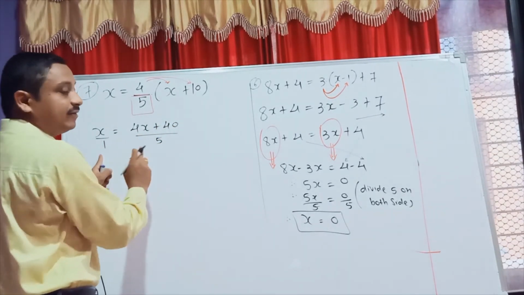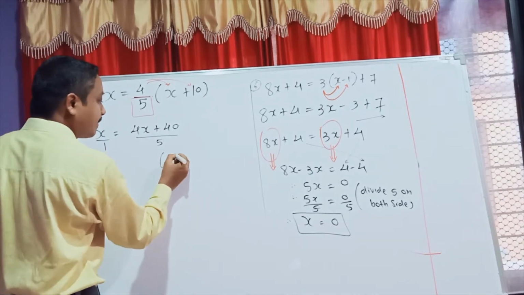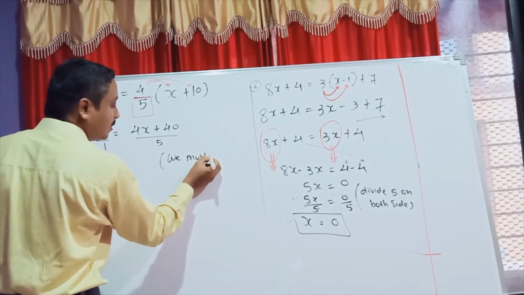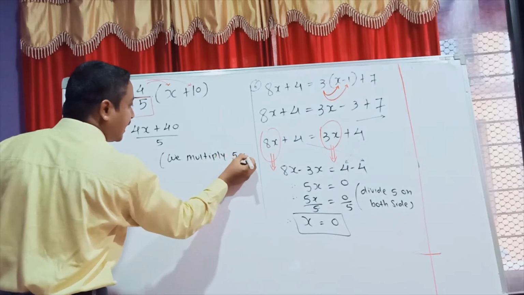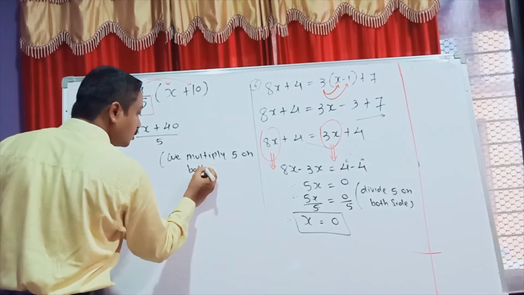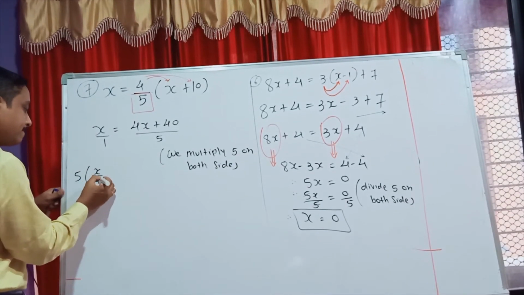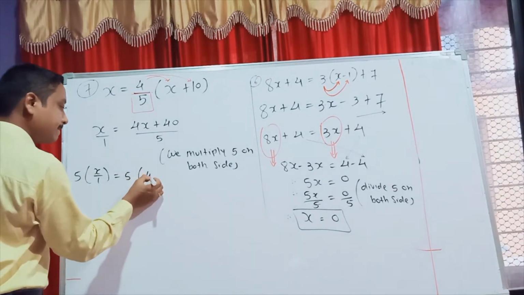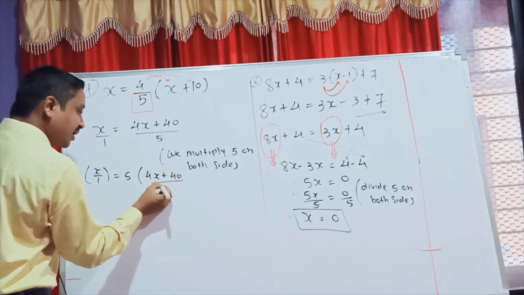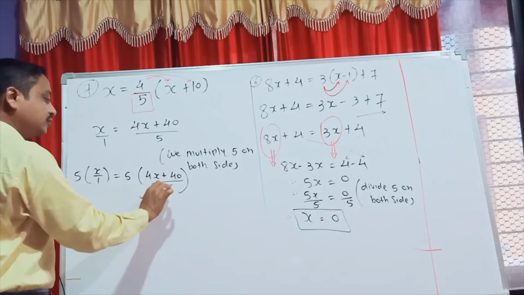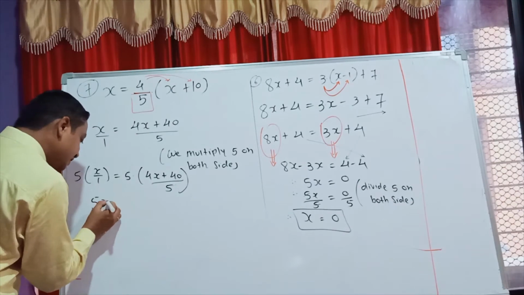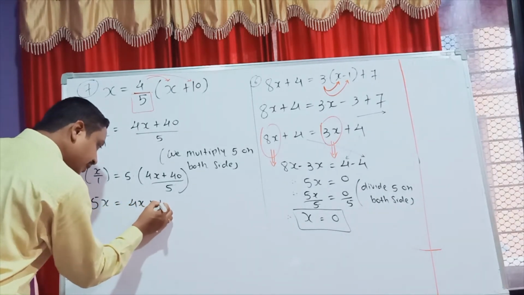What is the LCM there? 5. So we multiply 5 on both sides. So here you multiply 5, same as here 5 multiply. Finally you are done. 5 is gone. Only I have 5x is equal to 4x plus 40.